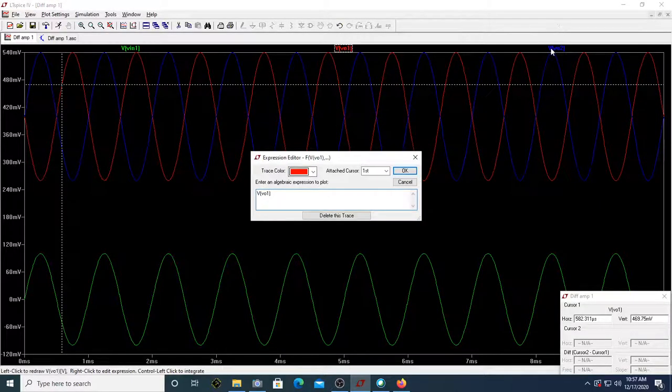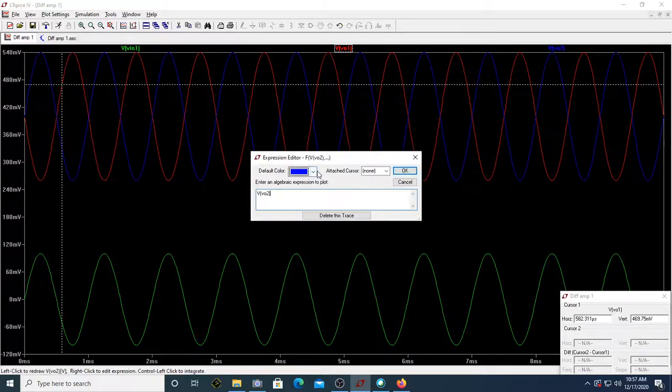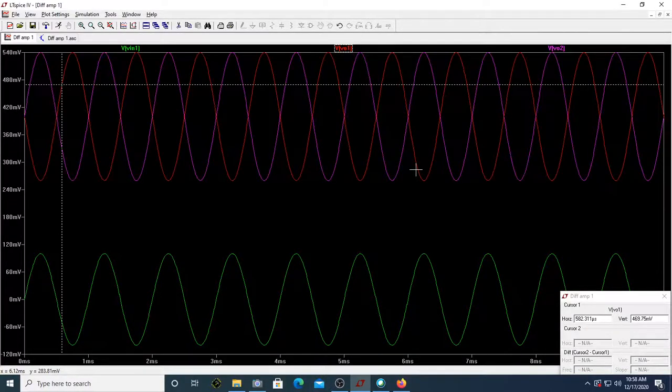Let me just change this color to, okay, let it be red. Let me change this color to something different. Okay, these two are the things I have. Just a minute.